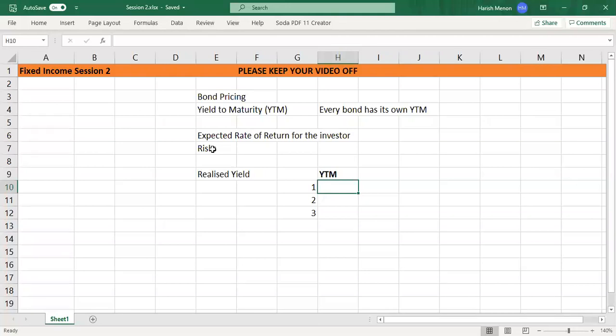There are three components that we talk about in YTM. First is the overnight rate. Overnight rate is the 1 day rate in the market.